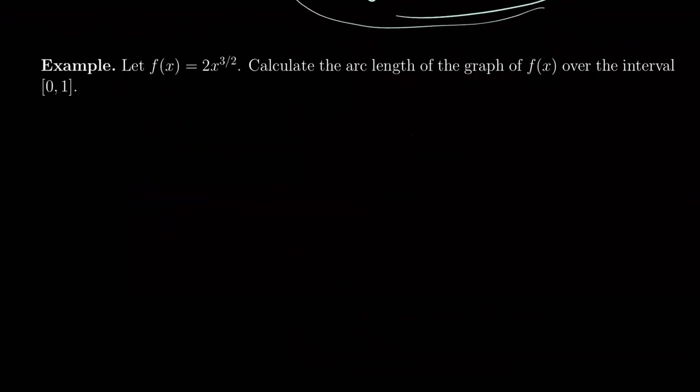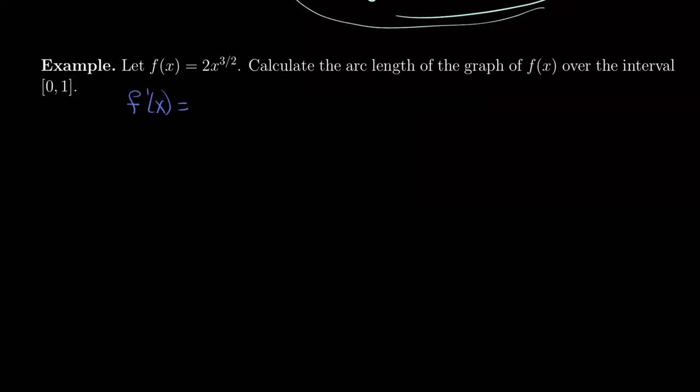I'm going to do this one without drawing the graph, although you certainly can draw the graph. It's really helpful to visualize it. Let f of x equal 2x to the power of 3/2. Find the arc length over the interval from 0 to 1. So I know in that formula that I'm going to eventually need a derivative, so I like to start off with the derivative right away.